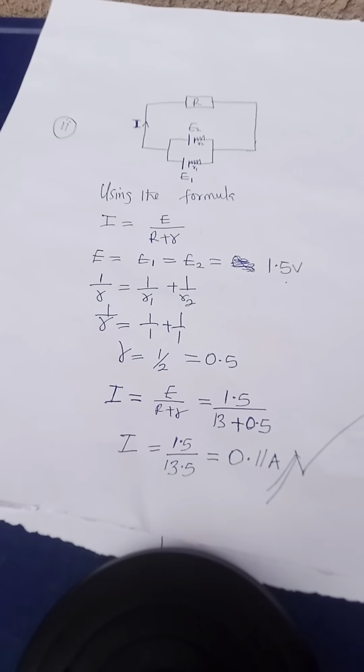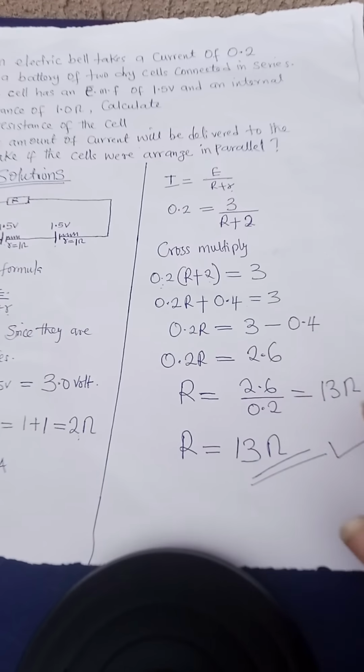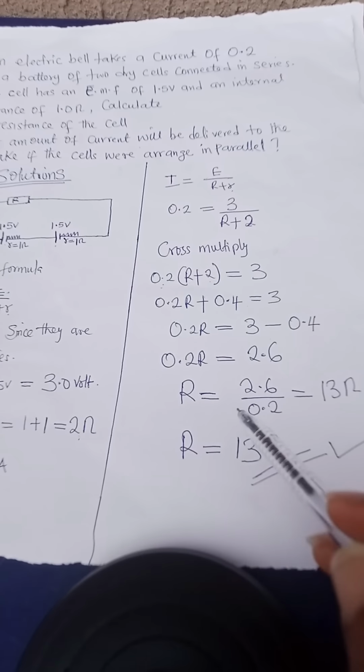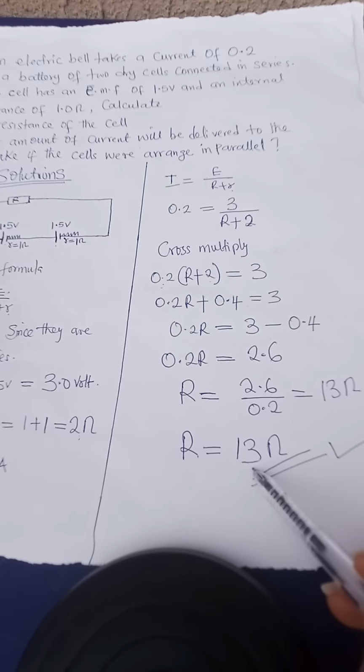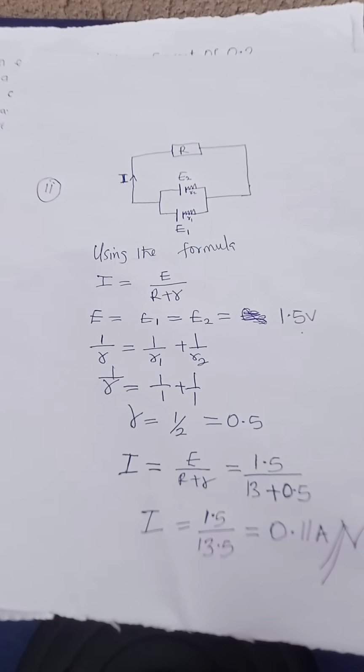So I want you to go through this, and then this is the solution to the question II of that question number 4. This is the solution. So I want you to copy it. This is the current that will be delivered. Go through this. I want you to copy it. Okay? So you can say we have solved this one. The resistance is 13 ohms. And this one is for the II, the current that is delivered.